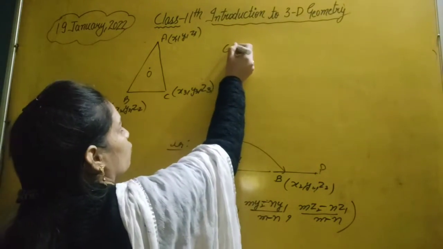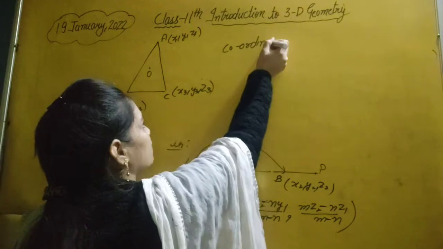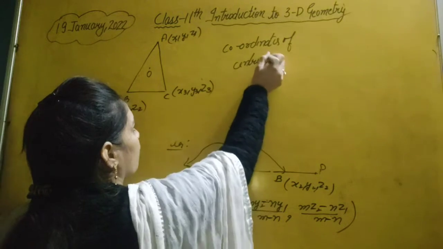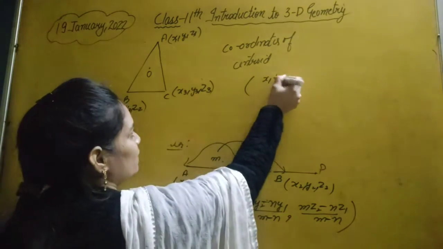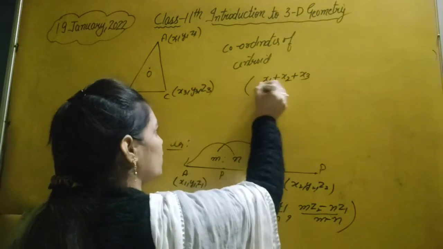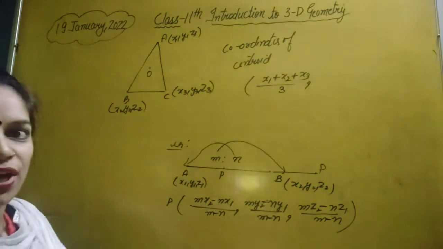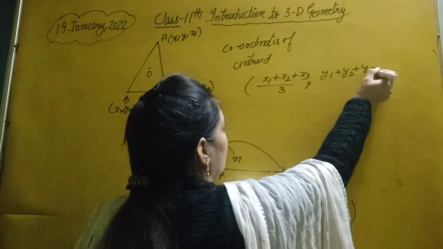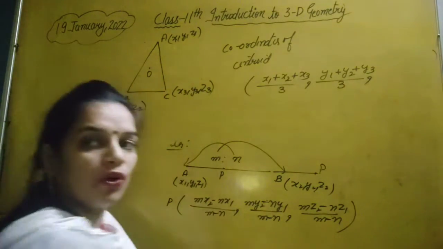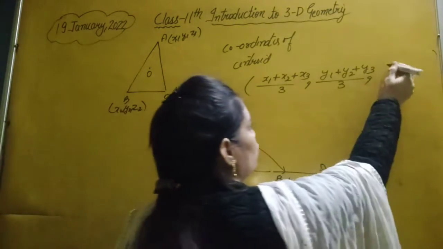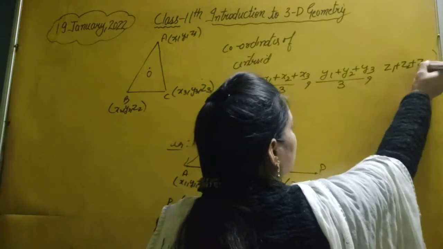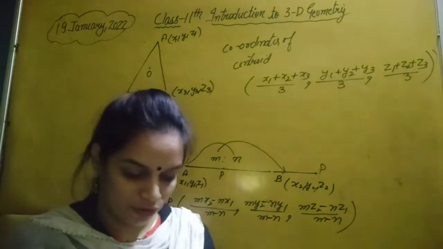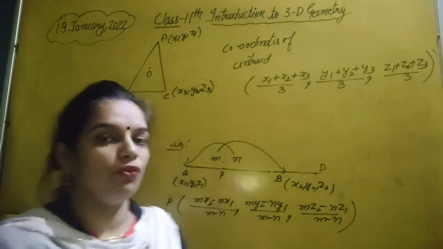So the coordinates of the centroid will be (x1 plus x2 plus x3) divided by 3, (y1 plus y2 plus y3) divided by 3, and its z coordinate will be (z1 plus z2 plus z3) divided by 3. With the help of this formula, we can find the centroid of our triangle, meaning the coordinates of the centroid of our triangle.